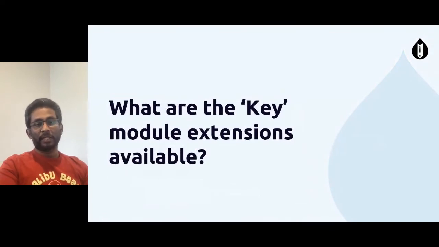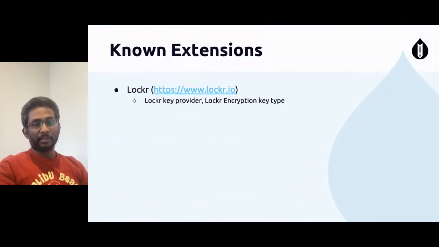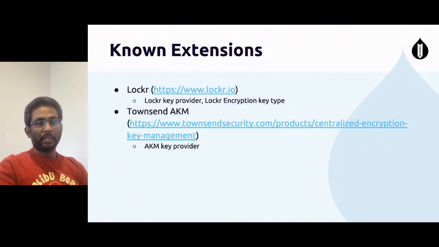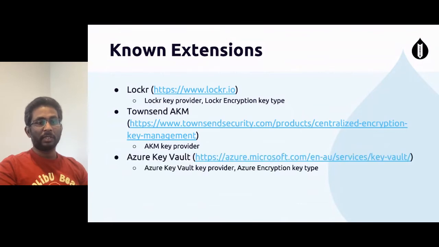And what are the extensions available? These are the extensions available at the moment. So Locker, as I mentioned before, you can use alone as well as you can use it within the Key module. So Locker is providing an extension to the Key module, and then Townsend AKM is providing another extension. And then Azure Key Vault, the module I built, is providing another extension.